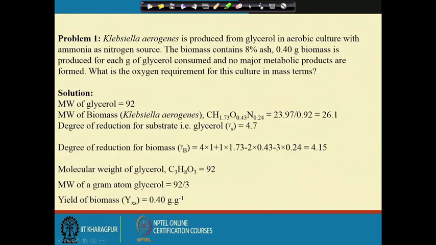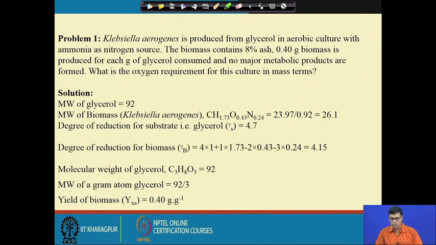The first problem I want to point out: Klebsiella aerogenes is produced from glycerol in aerobic culture with ammonia as the nitrogen source. The biomass contains 8% ash, and 0.8 gram of biomass is produced for each gram of glycerol consumed. No major metabolic products are formed. What is the oxygen requirement for this culture in mass terms?